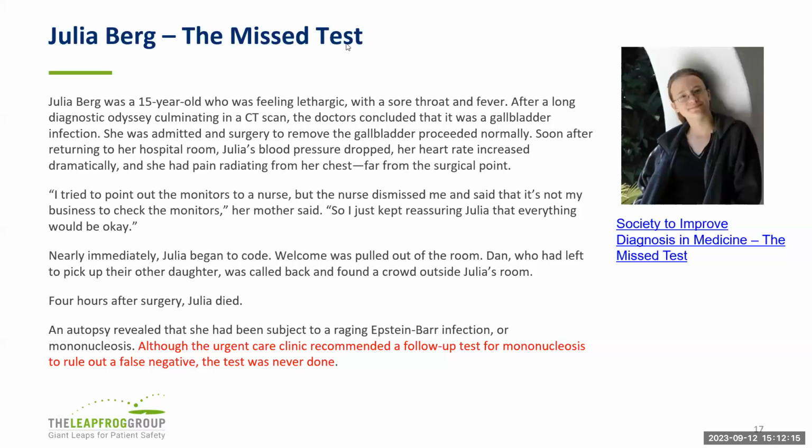Sure. So the first case is that of Julia Berg. Julia was a 15-year-old girl who was in perfect health, but came down with an acute illness. She had a sore throat, a fever, and no energy. Lab tests showed elevated liver function tests and an elevated bilirubin. There was worry about a cholestatic picture, and a CAT scan showed gallbladder inflammation. So the leading diagnosis was cholecystitis, and she was admitted for surgery to remove the gallbladder.